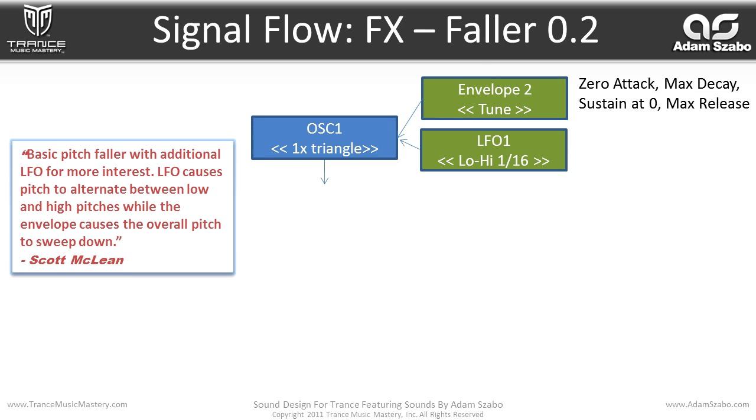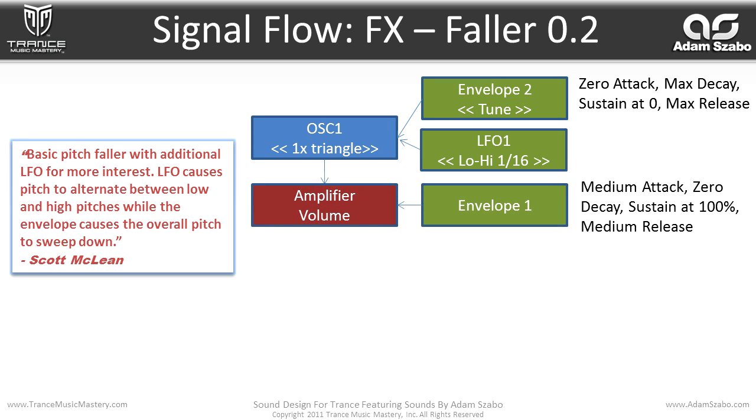So envelope 2 has 0 attack, max decay, sustain at 0, and max release. In this case, with the max decay and sustain at 0, that causes the pitch to go down, versus the opposite when you have a riser effect. And then the output of oscillator 1 flows into the amplifier, whose volume is modulated by envelope 1 with medium attack, 0 decay, sustain at 100%, and a medium release.